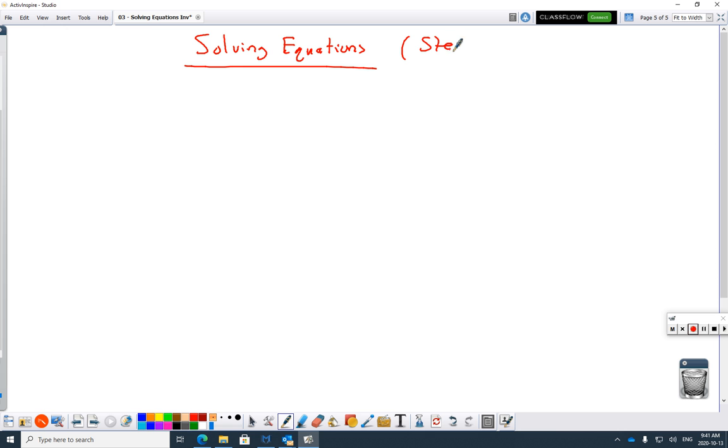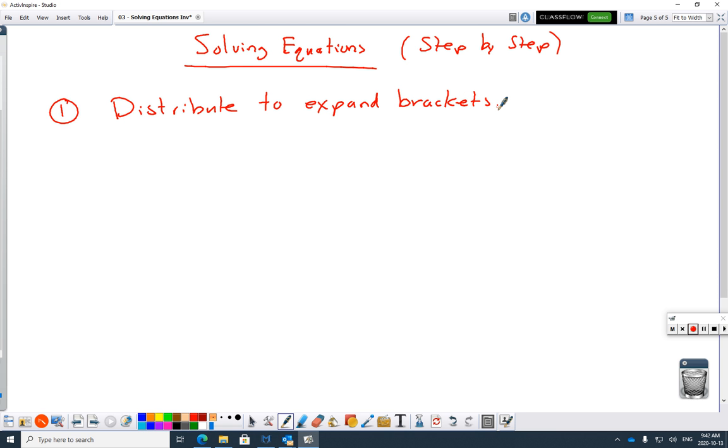I got to tell you, every time you take a math course, you learn new ways to solve different kinds of equations. But for us, this is the whole story. This is solving equations in a nutshell. 1, distribute to expand brackets. That's the last lesson I taught you last week. Do that first. If there's brackets there that you can use, that you can distribute with, yes, do that first.